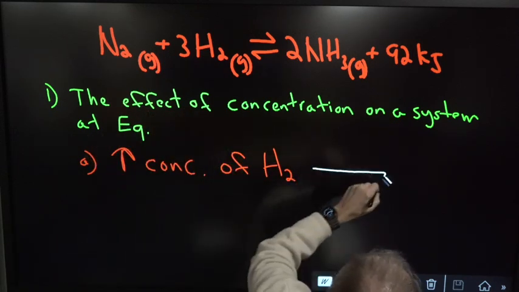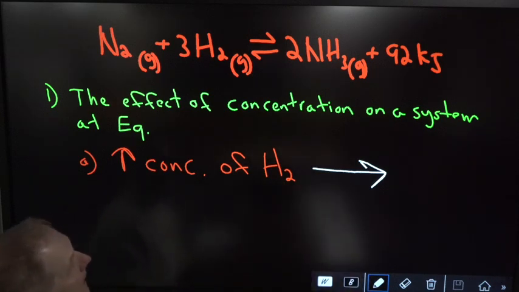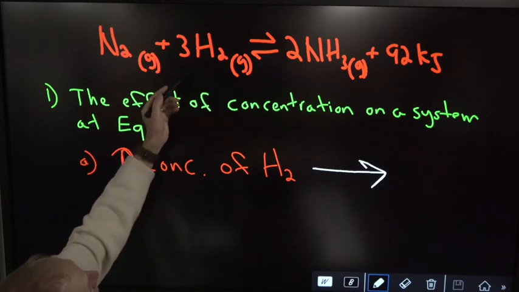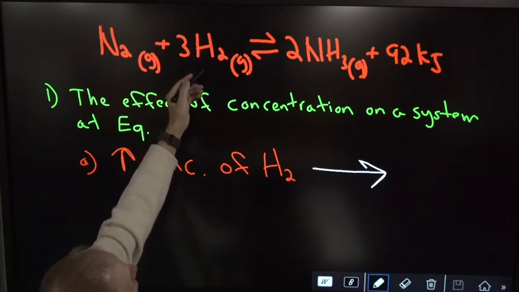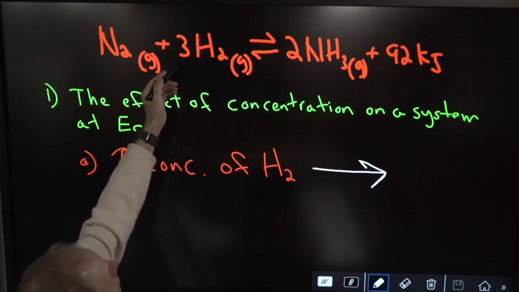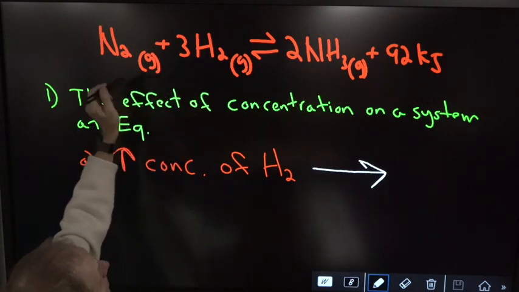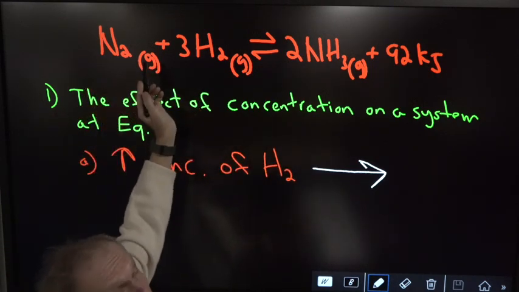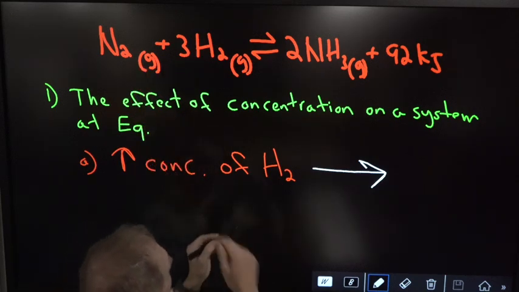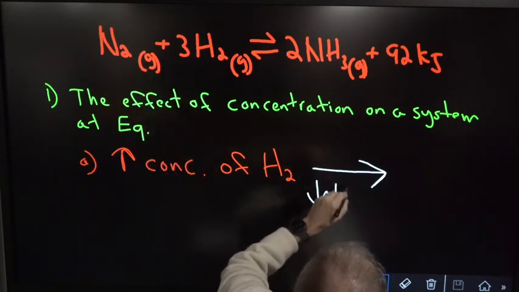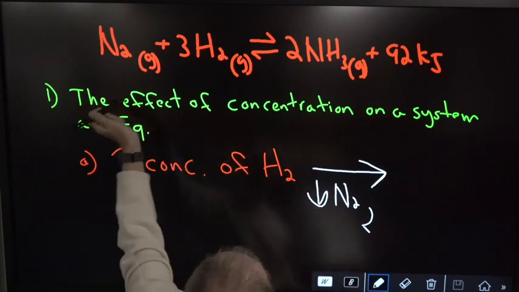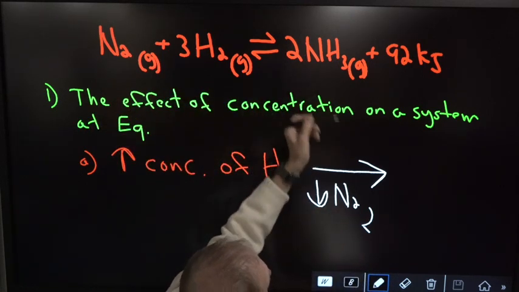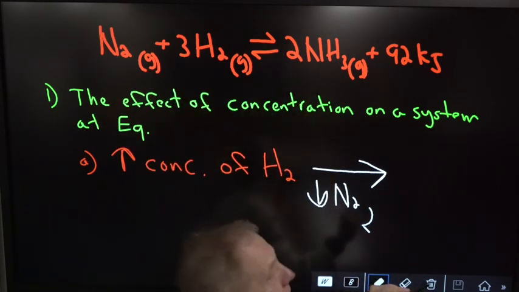The reaction will fire forward, and what happens is this: once the reaction fires forward, let's say we double the amount of H2 from 3 moles to 6 moles. So more collisions, the reaction fires that way. It's going to take N2 with it, so the concentration of N2 will go down. And since it's firing toward ammonia, the production of ammonia will go up.